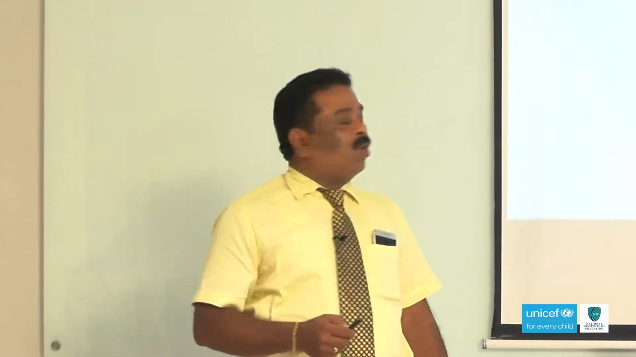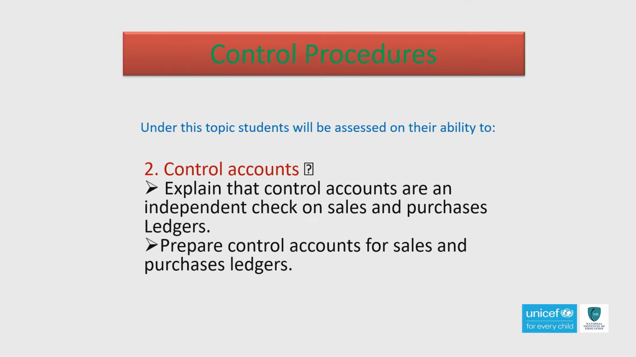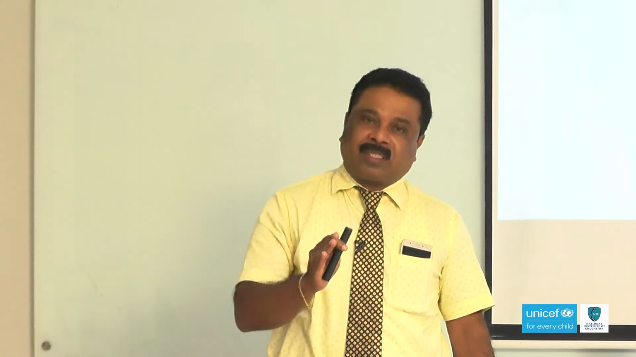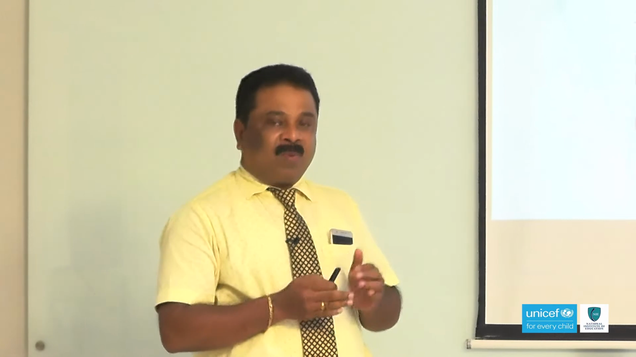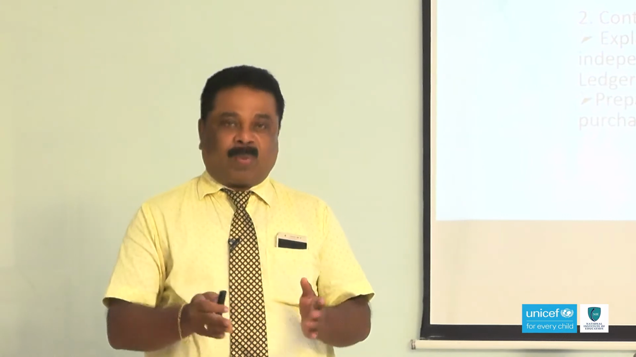Under this topic, students will be assessed on the following points. Number one, trial balance. Under the trial balance, we explain how to prepare a trial balance. Next, number two is control accounts. Under the control account, I will demonstrate how to prepare control accounts for sales and purchases ledgers. Of course, explaining that control accounts are an independent check on sales and purchase ledgers is the theory part, which will be carried over to the next class. For the time being, we will go ahead with only the preparation part, which is the major area of the topic.